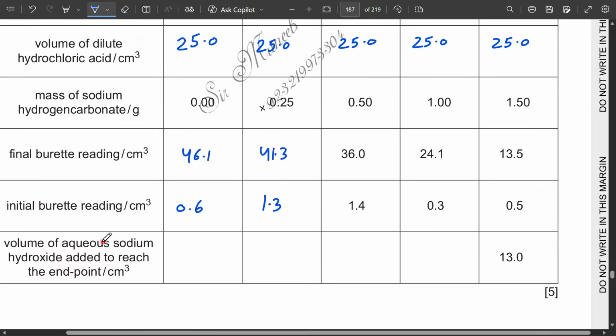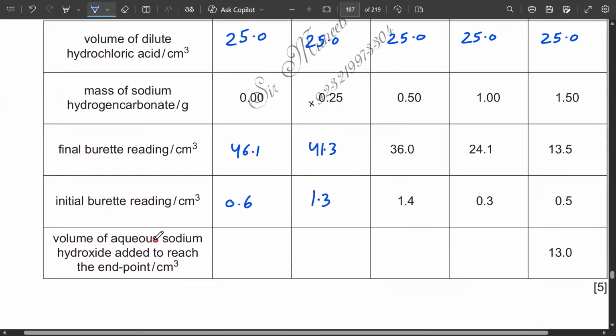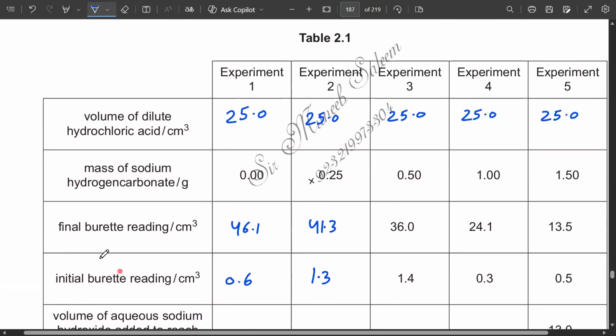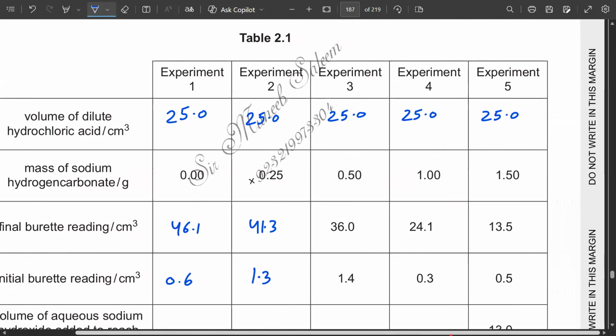Then the next column, volume of the aqueous sodium hydroxide added to reach the end point, cm cube. This column asks you to find the volume of the sodium hydroxide used for the endpoint. That means you are supposed to take the difference of the volumes.